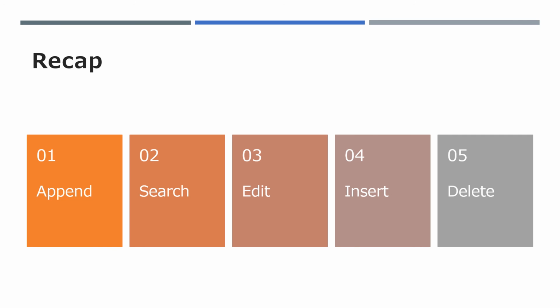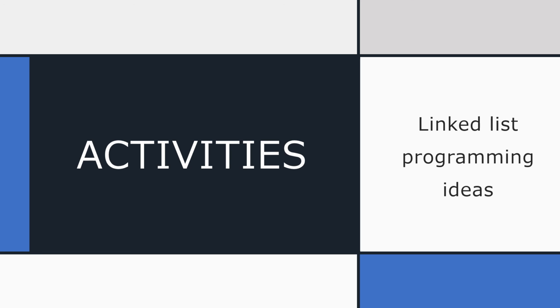To recap, in this lesson, I have spoken about how to append, search, edit, insert, and delete nodes from a linked list. I haven't given you the code for most of this, so it really is a programming challenge for you. And I'm leaving you with that as a set of ideas for developing your Python programming skills. In the next lesson, I'll talk very briefly about how we might do the same thing using object-oriented programming.